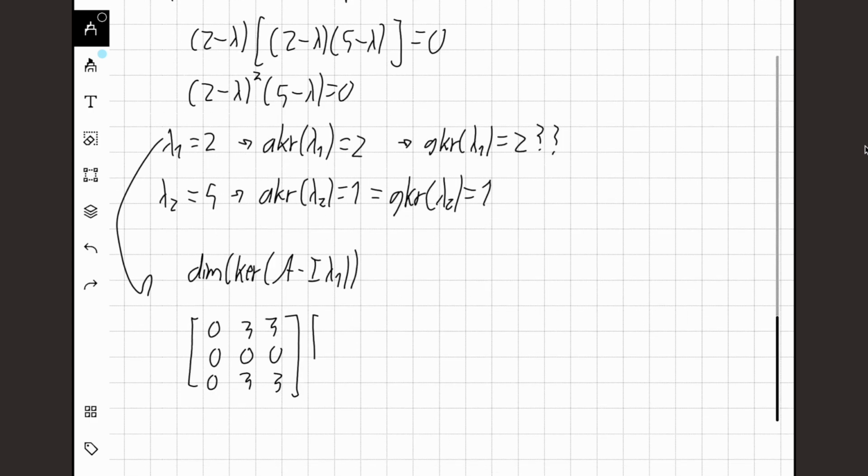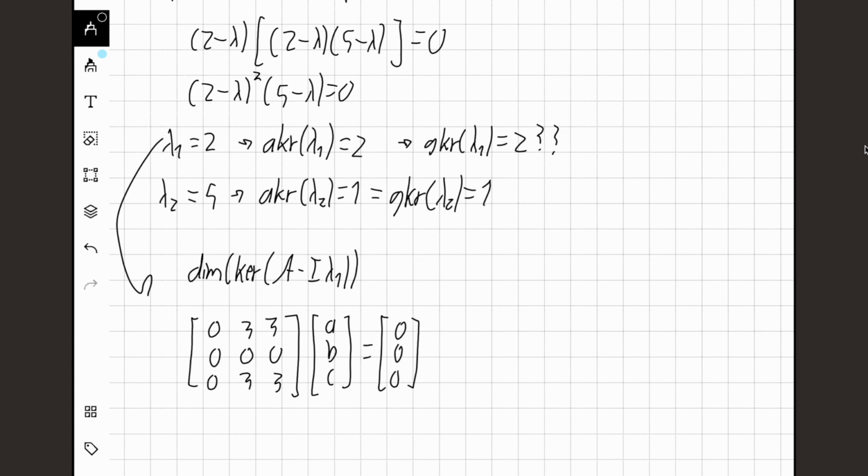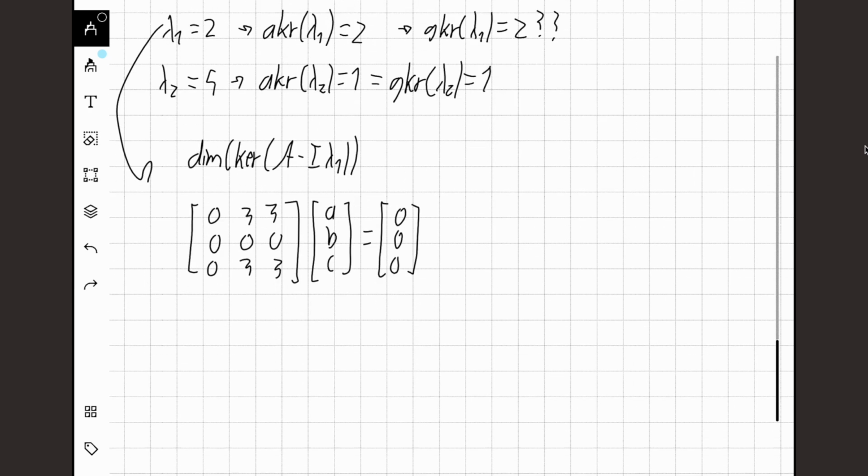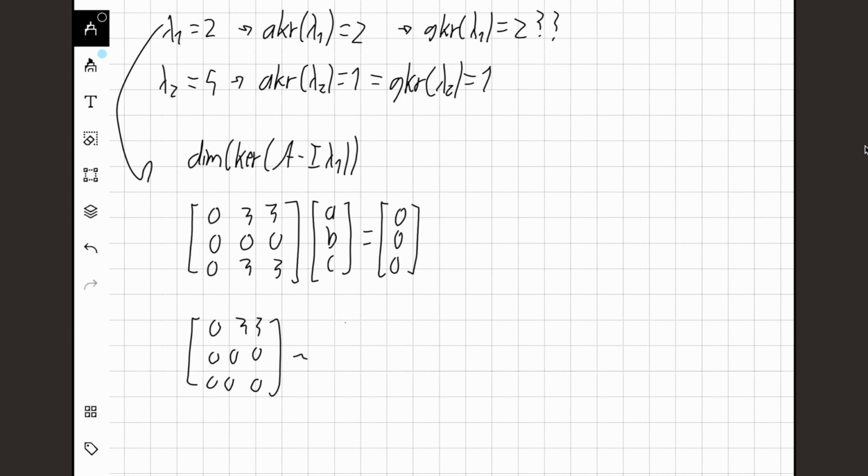And now again, we want to see what vectors, so I'll just label it A, B, C, this matrix sends to 0. We can always simplify this matrix using row operations. I'm hoping you're familiar with this, but we can subtract this term from this term so that all these become zeros. And so we get 0, 3, 3, 0, 0, 0, 0, 0, 0. And we can divide the top term by 3, so we get 0, 1, 1, 0, 0, 0, 0, 0, 0. We simplify this matrix using elementary operations. A, B, C equals 0, 0, 0.